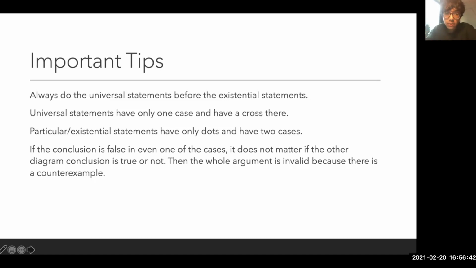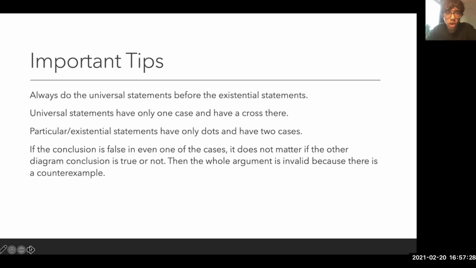The universal statements only have one case and they usually involve a cross. So whenever you cross something out, it's a universal statement and it only has one case. Particular or existential statements, whenever you come across them, so if you say something like some A are B, you represent them in a diagram by marking a dot. And also, there are two different possible cases for existential statements. We'll talk about those more later.